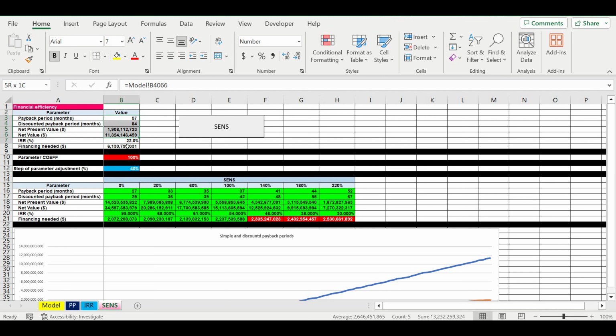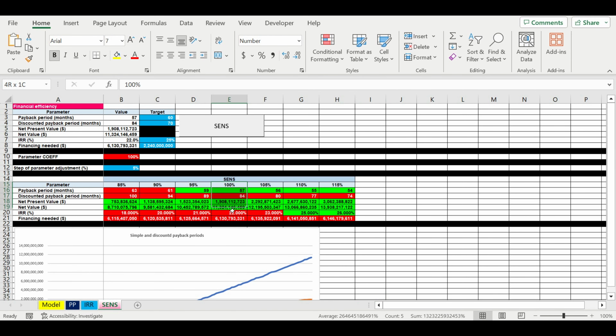Here we have our scenario output financials. This cell is a coefficient that we will be adding to any revenue or expense input inside our project. Here we have another input. This is the step of change of the parameter that we will be looking at during sensitivity analysis. If we change this parameter, this will affect this line.